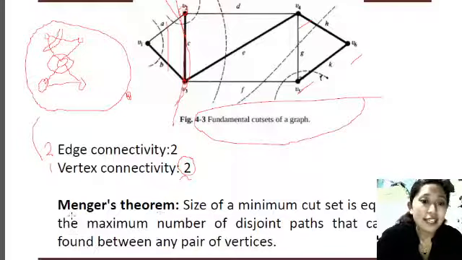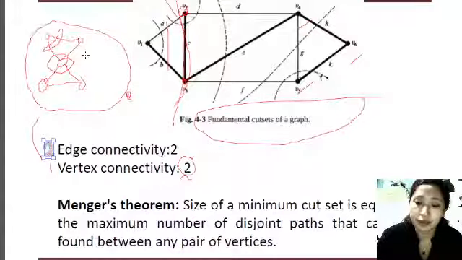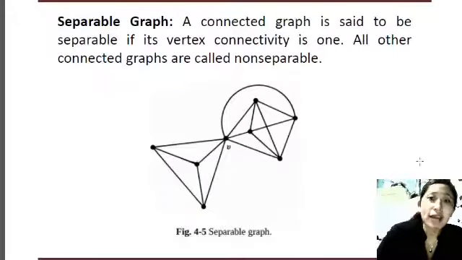Menger's theorem says that the edge connectivity also gives us information about the maximum number of paths possible between two vertices. Here, let us say the edge connectivity is 2, which means that between any two vertices the maximum number of possible paths can be 2. So till now we have been discussing connectivity. Now we are going to see separability.